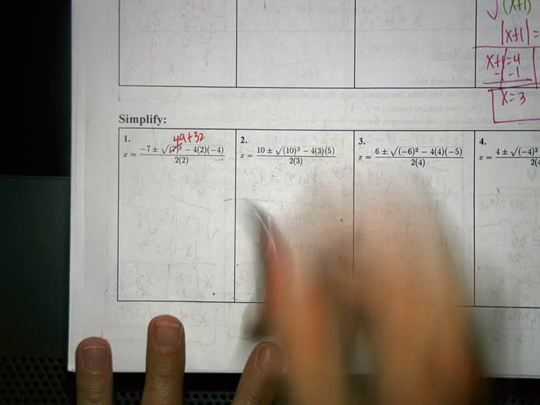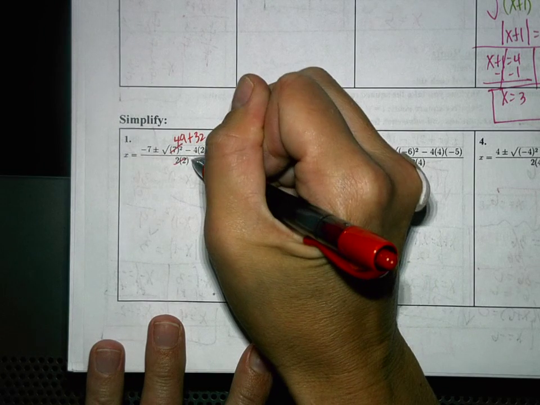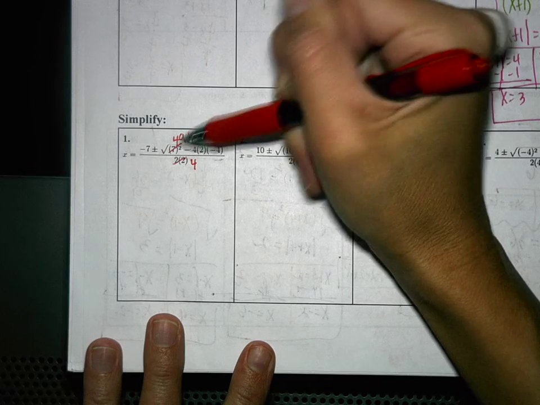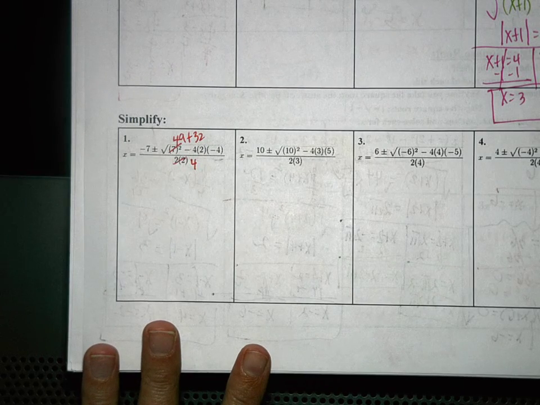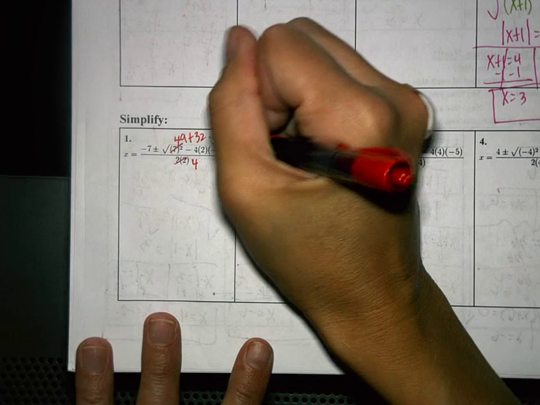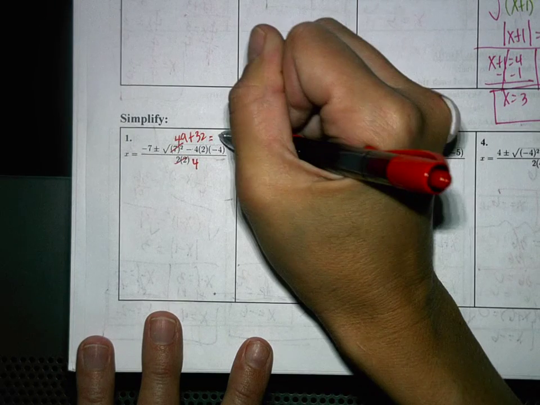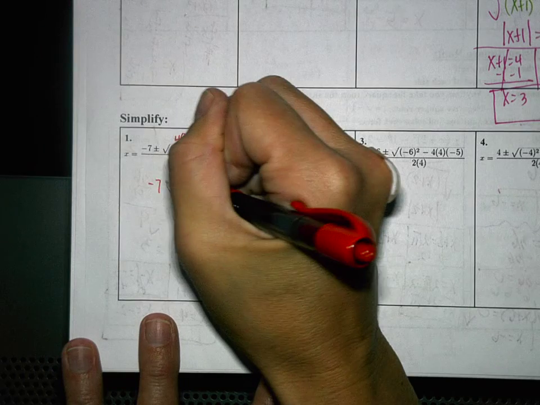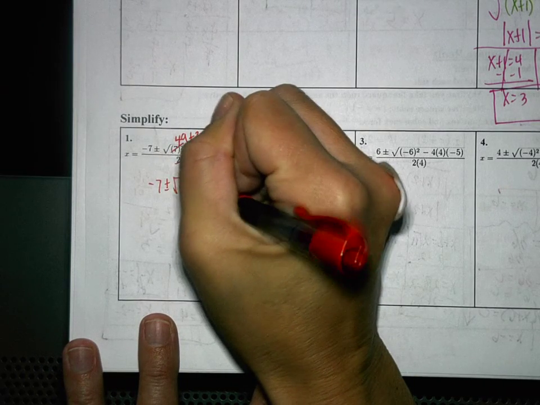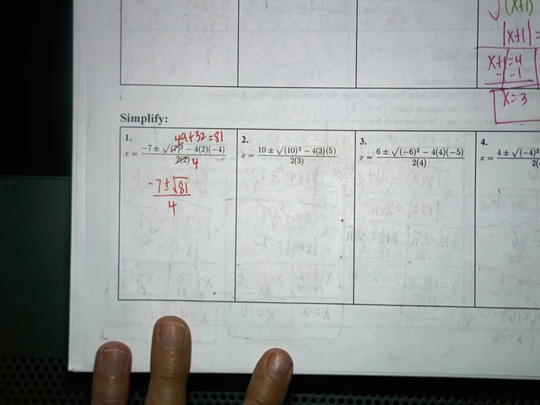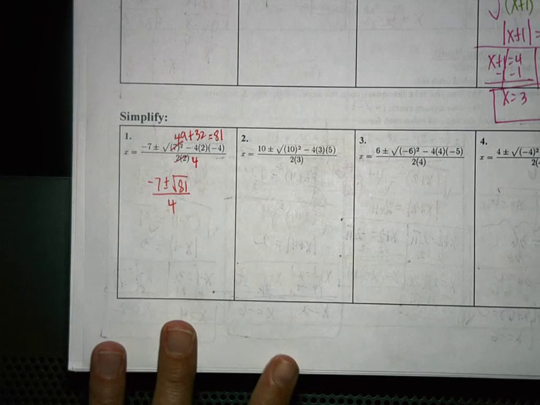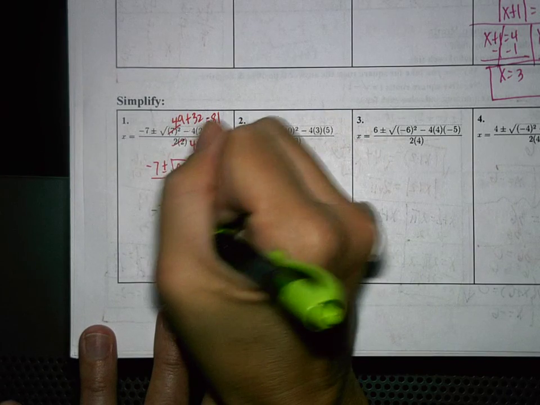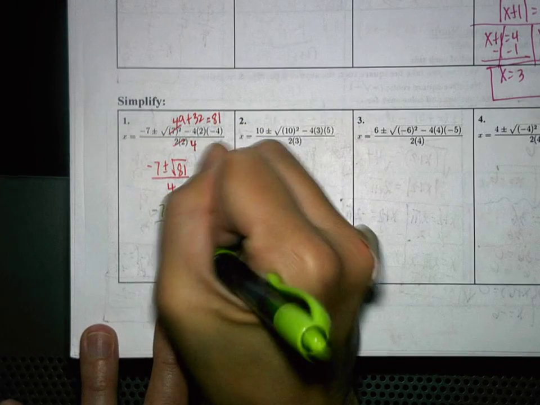Okay, here 2 times 2 makes 4. Because you have a negative and another negative that are all multiplying together, which makes it a positive. And 49 plus 32, what does that equal? 81. So when I rewrite this right now, we have negative 7 plus or minus the square root of 81 all over 4. What is the square root of 81? 9.